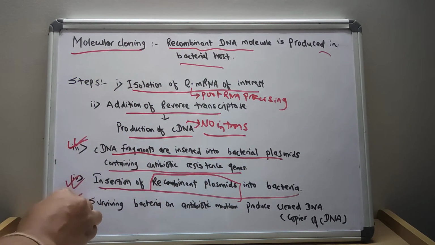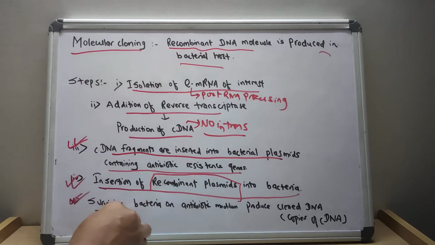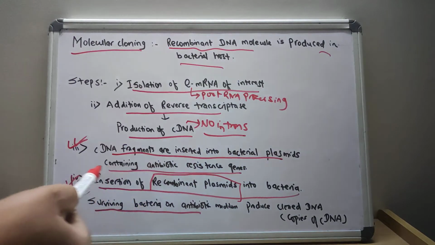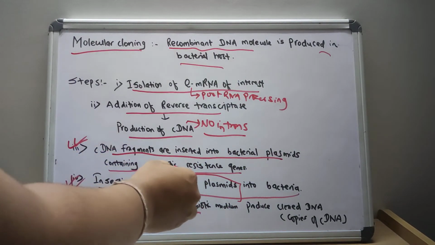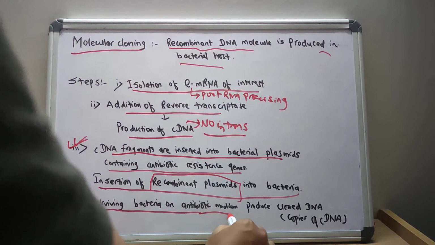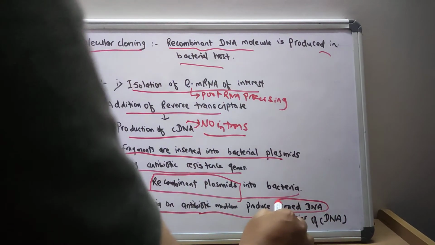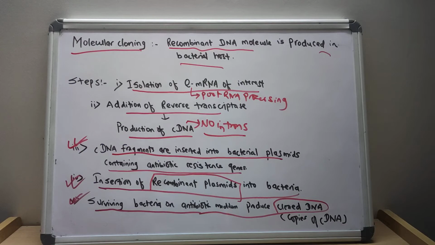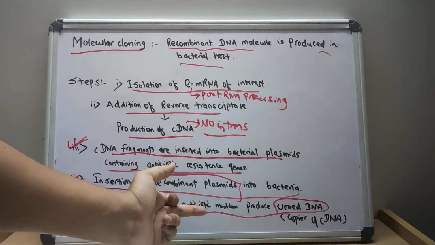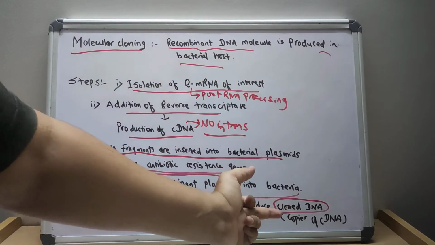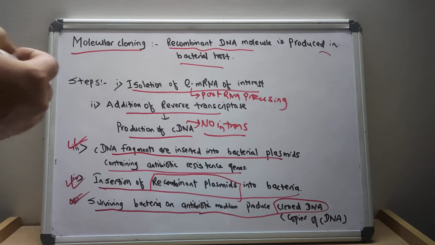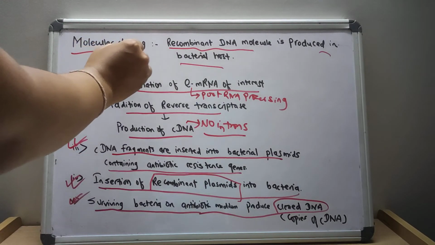Another and last step, what we do, the surviving bacteria that we have previously put on the antibiotic medium produce the clone DNA. So the bacteria that survive on the antibiotic medium produce the clone DNA, that is the copies of the circular DNA. So this is the process of molecular cloning.